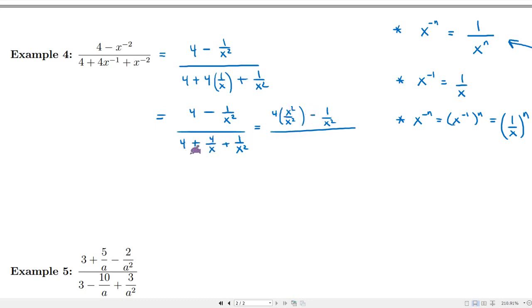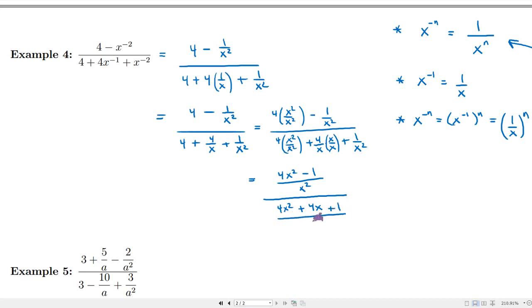Down here, what's the least common denominator? So this fraction is missing an x squared. This is just missing an x. So we'll do 4 times x squared over x squared plus 4 divided by x times x over x. That's the missing piece, and this already is x squared. So now we have 4x squared minus 1 over x squared in that numerator divided by 4x squared plus 4x, oops, this pen sometimes makes the 4 close and look like a 9, but it's a 4, and over x squared.